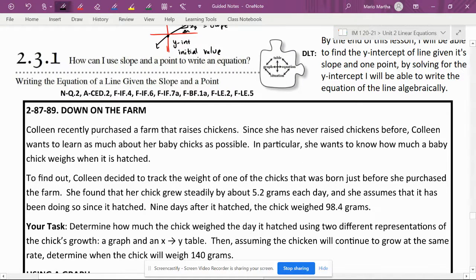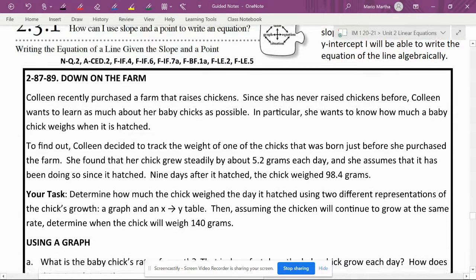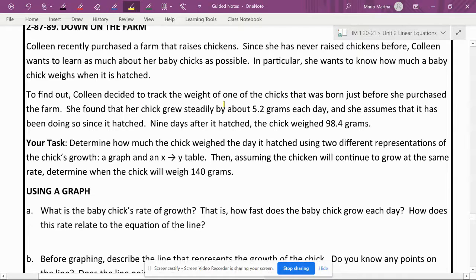So Colleen recently purchased a farm that raises chickens. It says, since she has never raised chickens before, Colleen wants to learn as much about her baby chicks as possible. In particular, she wants to know how much a baby chick weighs when it is hatched. To find out, Colleen decided to track the weight of one of the chicks that was born just before she purchased the farm. She found that her chick grew steadily by about 5.2 grams each day, and she assumes that it has been doing so since it hatched. 9 days after it hatched, the chick weighed 98.4 grams.